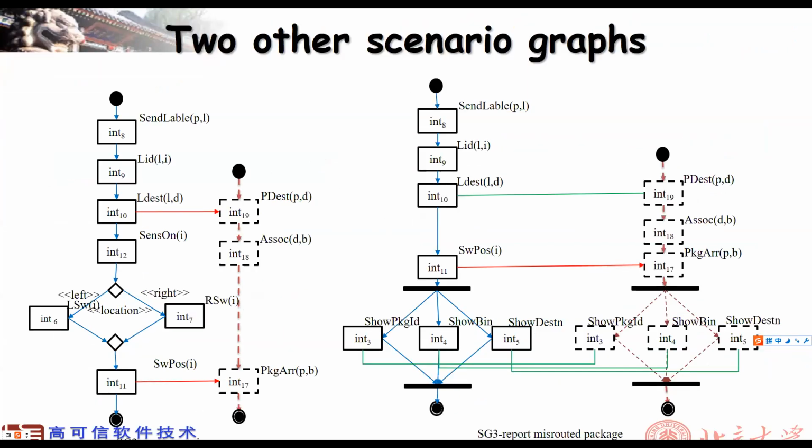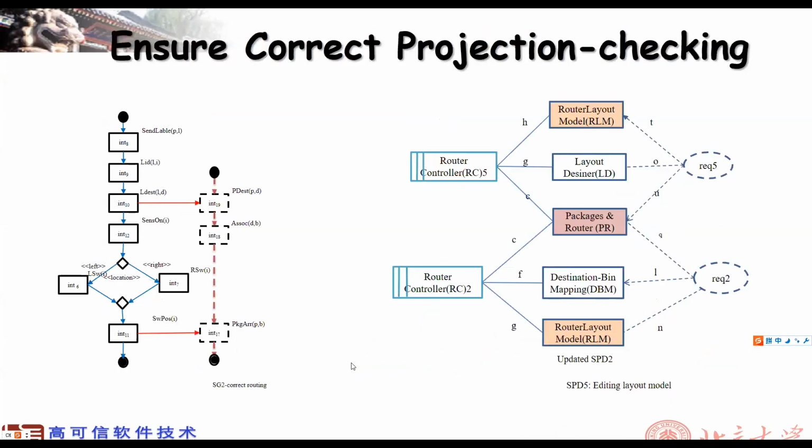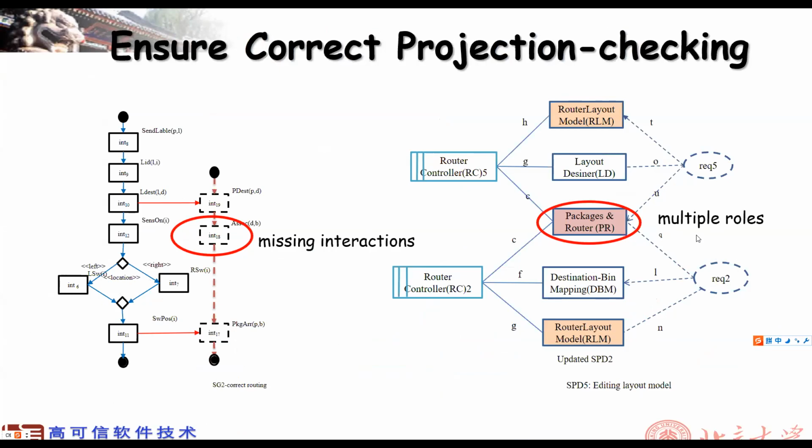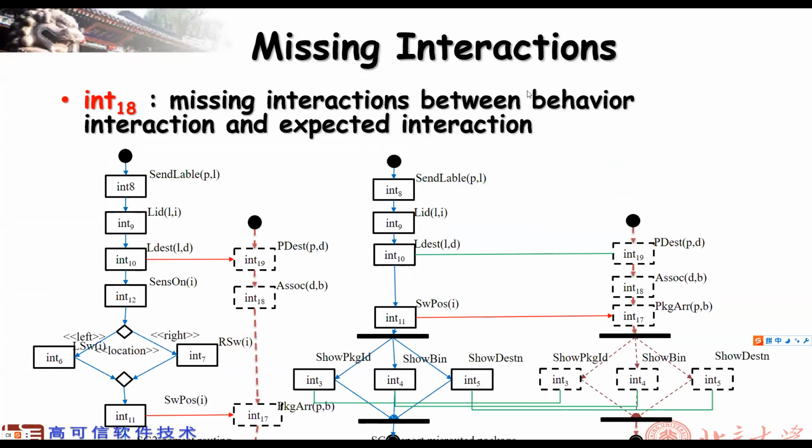And similarly, we can get the other sub-requirements about the correct routing and the report misrouted package. And then to ensure the correct projection, we need to check. It turns out from these scenarios we found, first, there are missing interactions here. And second, we found there are multiple rules here, package and router. This domain has multiple rules. It is dynamic and static. For the missing interactions, interaction 18, we find it's in scenario 2 and scenario 3. They are all interaction 18, right?